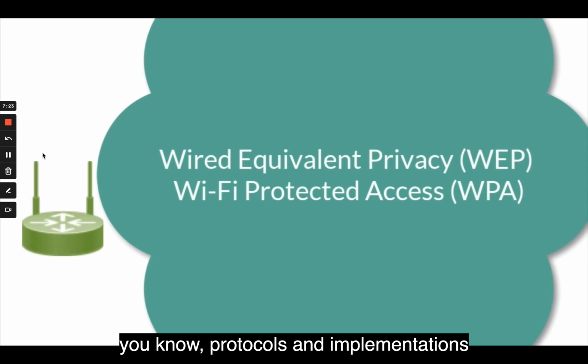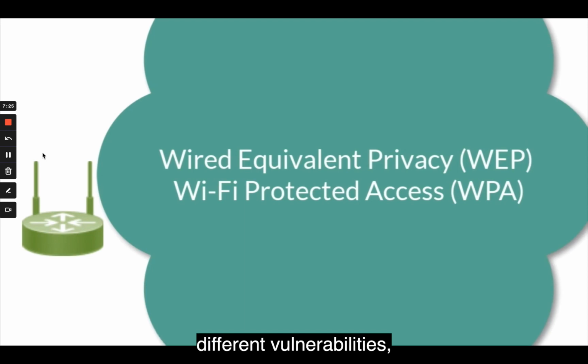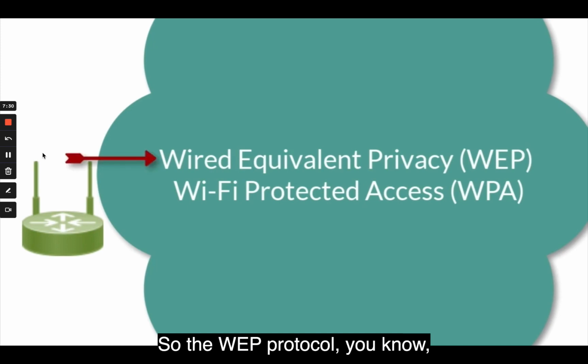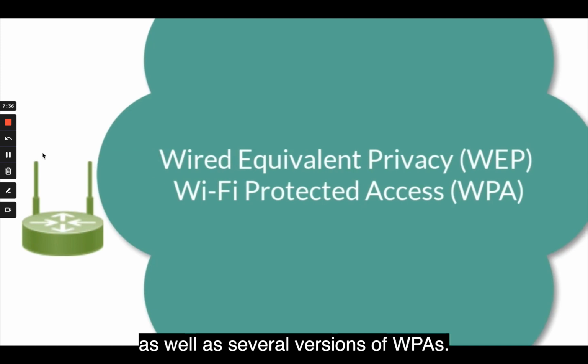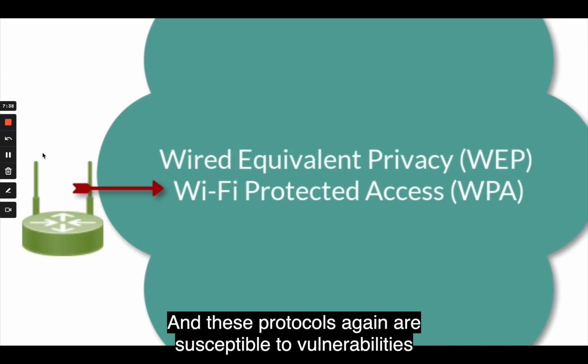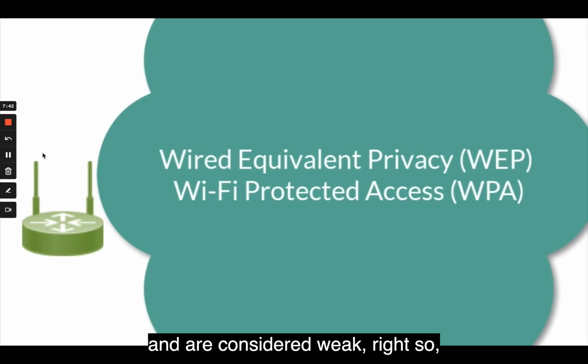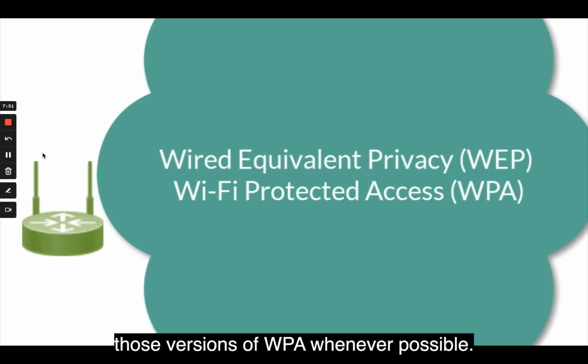Now, we also have protocols and implementations that are full of different vulnerabilities. A perfect example is WEP. The WEP protocol is susceptible to different vulnerabilities, as well as several versions of WPA. These protocols, again, are susceptible to vulnerabilities and are considered weak. There are many attacks against WEP and many versions of WPA, so you should avoid using WEP and those versions of WPA whenever possible.